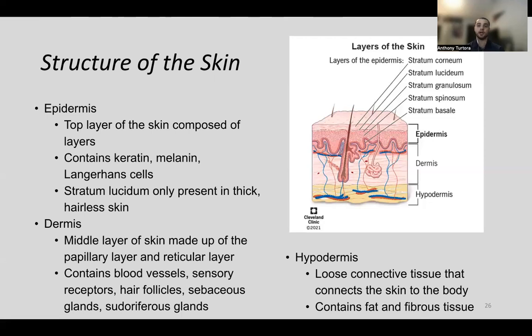We have the hypodermis. This is loose connective tissue that connects the skin to the body. Also contains fat and fibrous tissue.